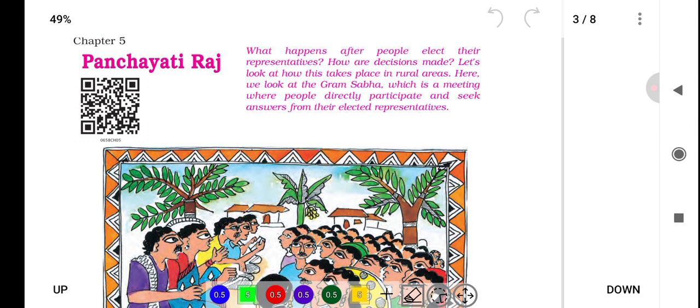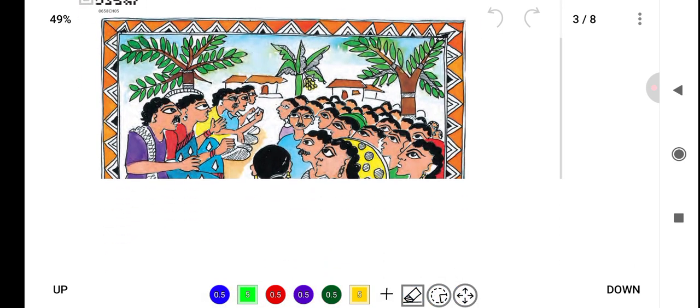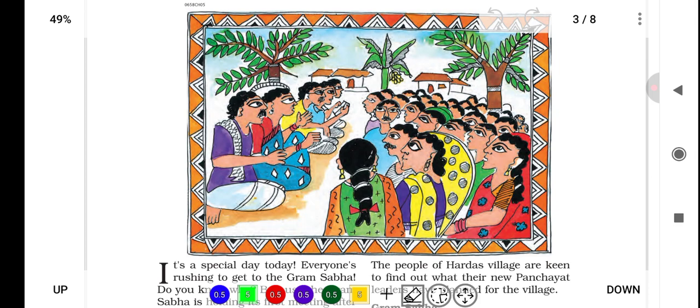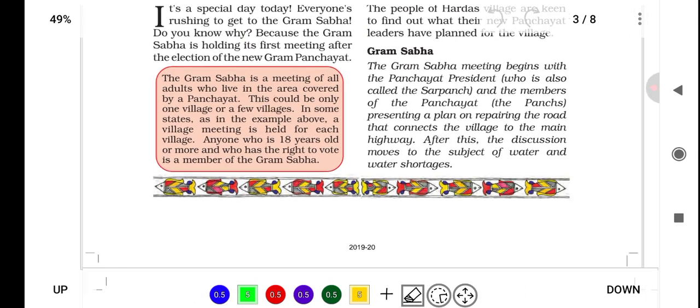What happens after people elect their representatives? How are decisions made? Let's look at how this takes place in rural areas. Here we look at the Gram Sabha, which is a meeting where people directly participate and seek answers from their elected representatives, as is shown below.